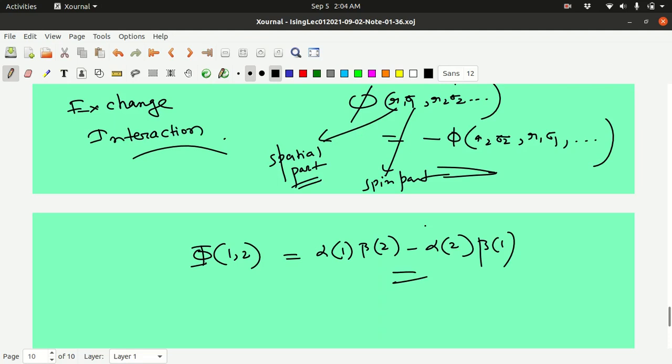To the extent that the spin orbit coupling can be neglected, the interaction between the two electrons is simply the Coulomb interaction, e squared by 4 pi epsilon 0 r12, and it can be included in the Hamiltonian. You can define the Hamiltonian H of 1 comma 2, and along with the kinetic and single particle potential energy, we can also include the electrostatic energy, e squared by 4 pi epsilon 0 r, which is the potential energy.